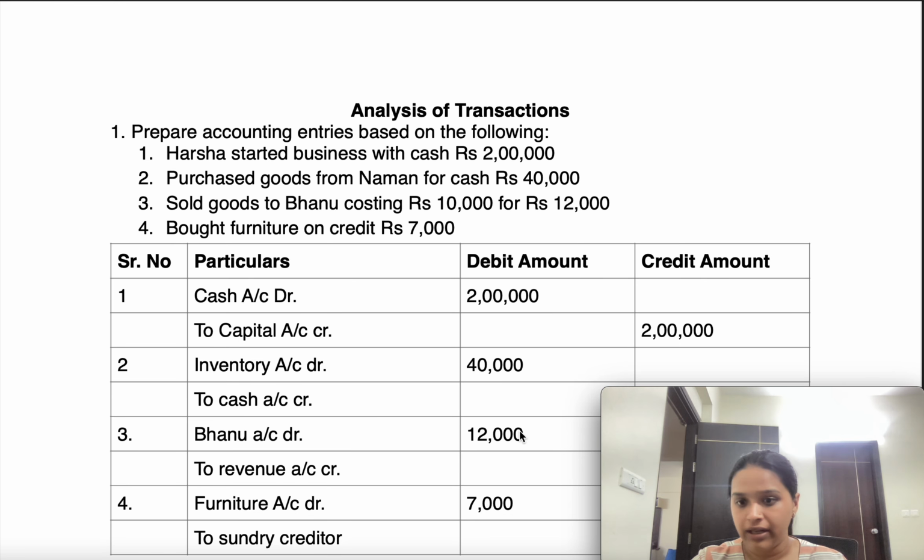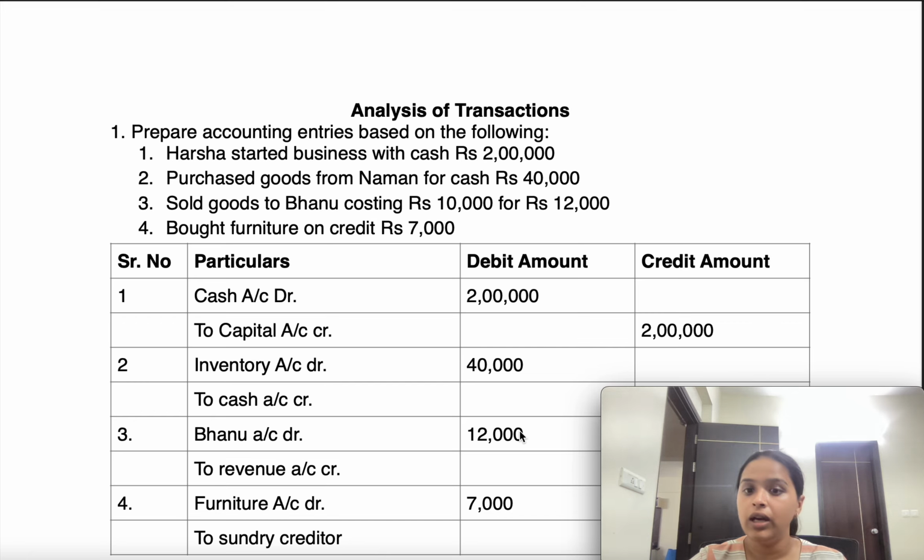As we know, we have three types of account. First is the personal account, second is the real account, third is the nominal account. The personal account is related to a personal name or an organization, like Ram account, Sita account. Whenever any particular name or associate organization name comes, it pertains to the personal account. The rule for the personal account is: debit the receiver, credit the giver. It means whoever is giving something is the giver, and whoever is receiving something is the receiver, right?